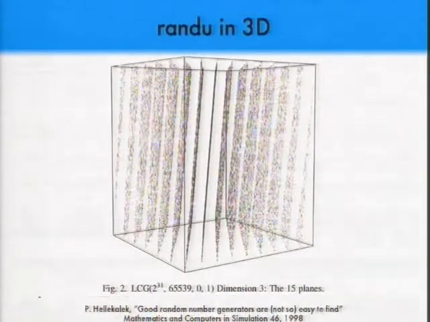This is called the 15 hyperplanes of RANDU. And what this is telling you is you take those triples, it'll never, ever fall in one of these white gaps. It's always going to fall in these black 15 hyperplanes.